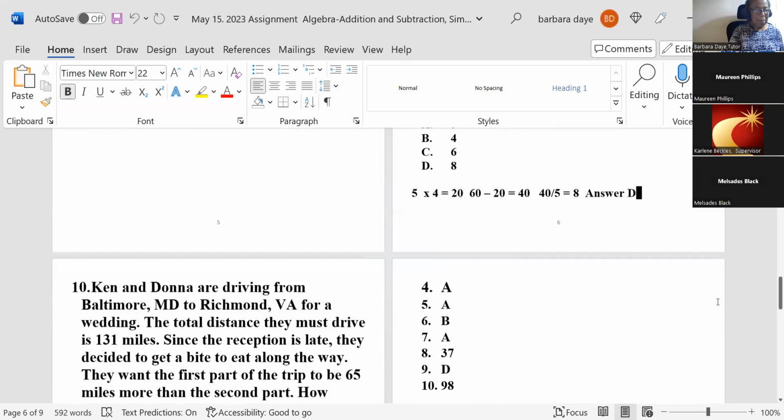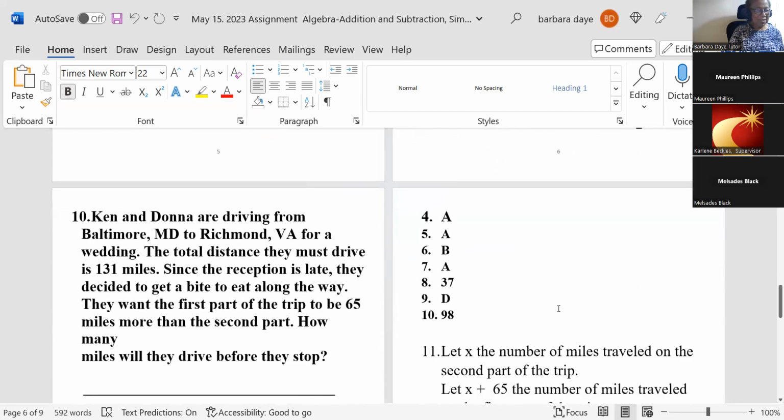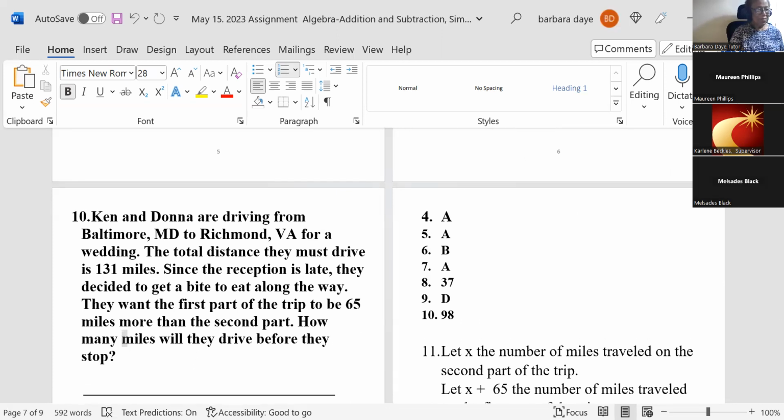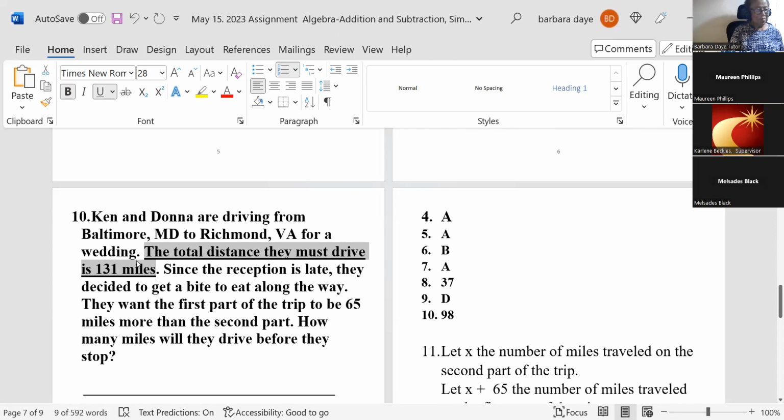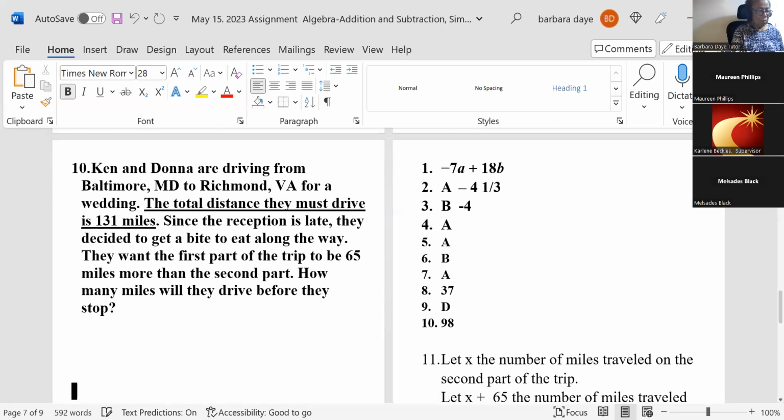Okay. Number 10, the last one. Ken and Donna were driving from Baltimore, MD to Richmond, VA. What's the VA for, Miss Barbara? Virginia. Okay. For a wedding. The total distance they must drive is 131 miles. Since the reception is late, they decided to get a bite to eat along the way. They want the first part of the trip to be 65 miles more than the second part.